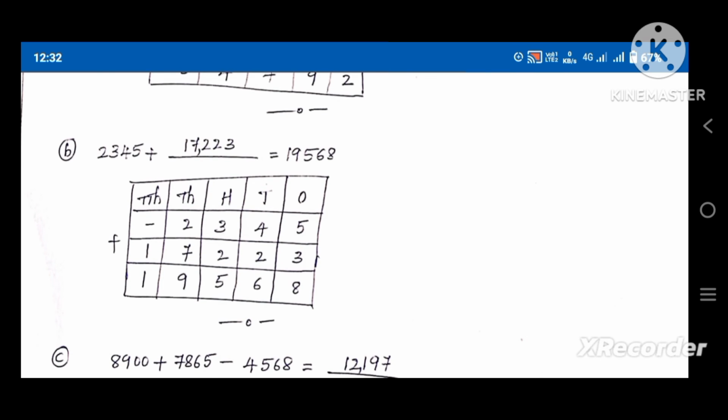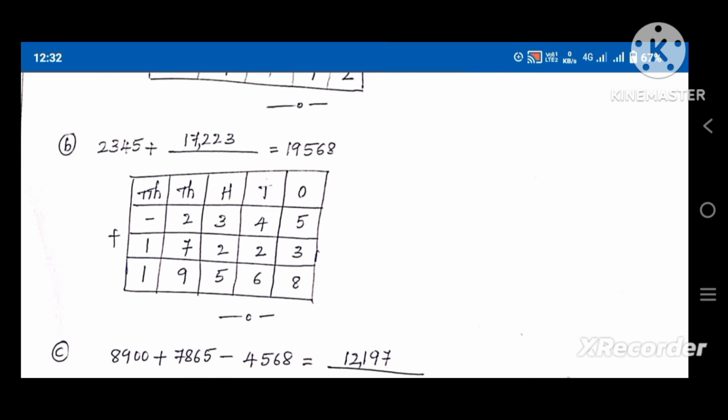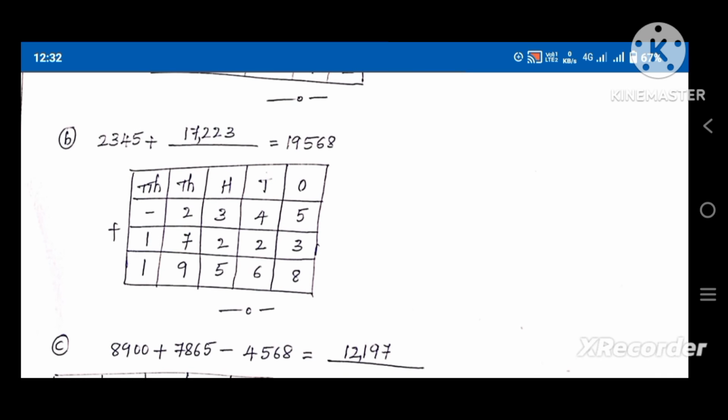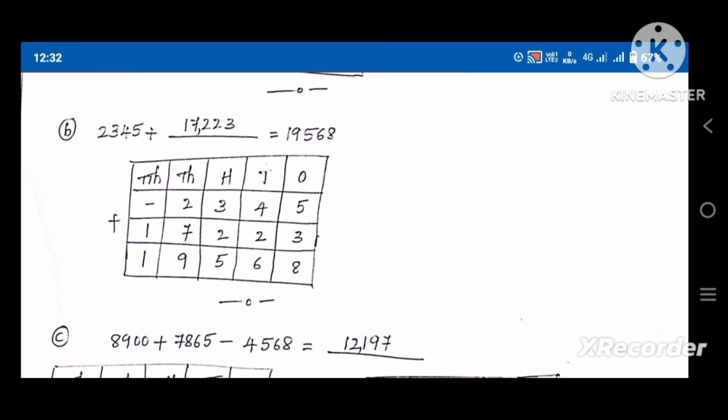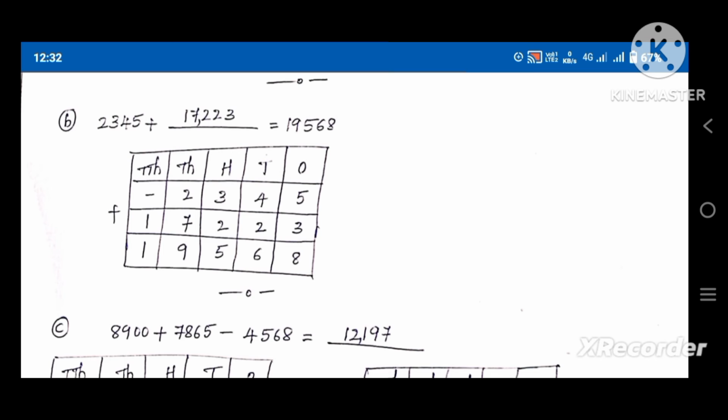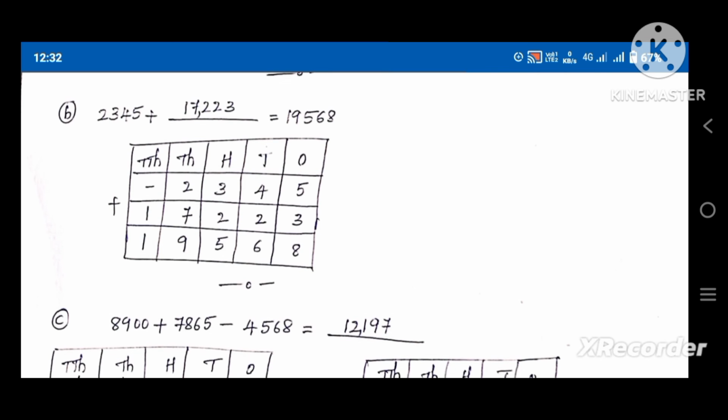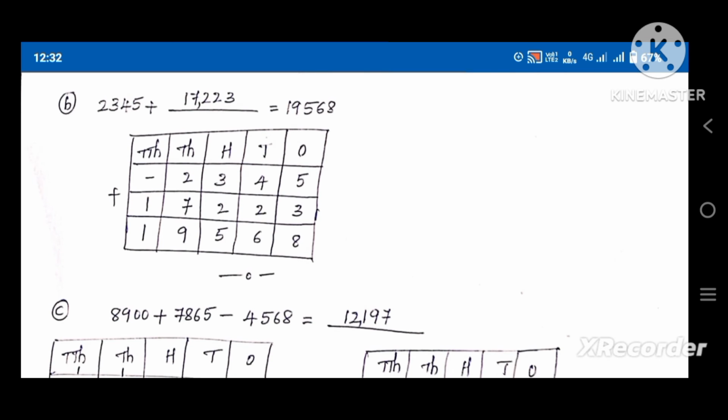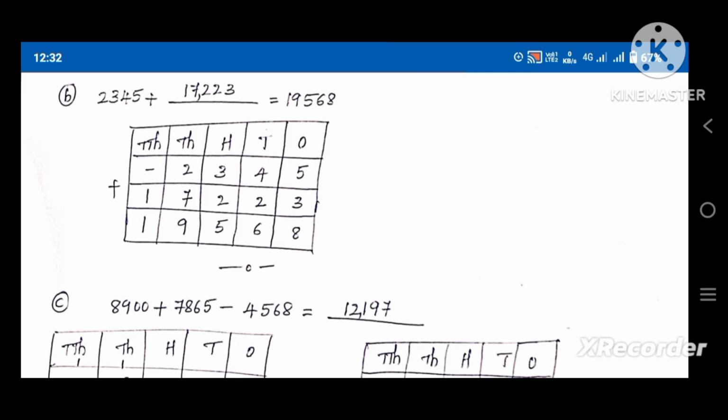Question number B, 2,345 plus dash is equal to 19,568. Then we get the answer 17,223.